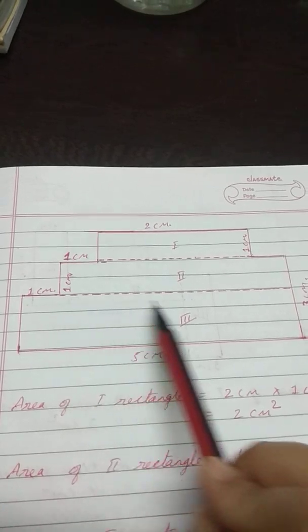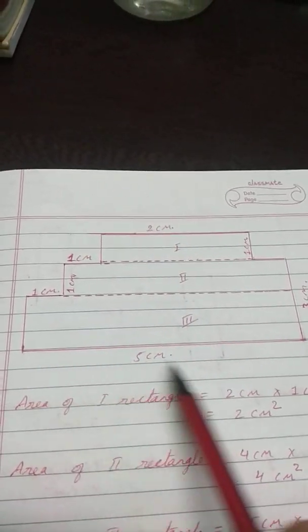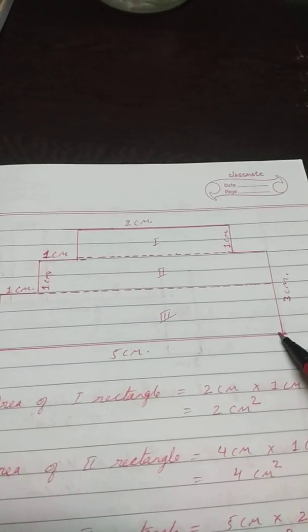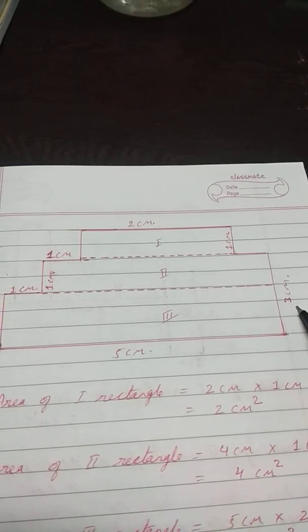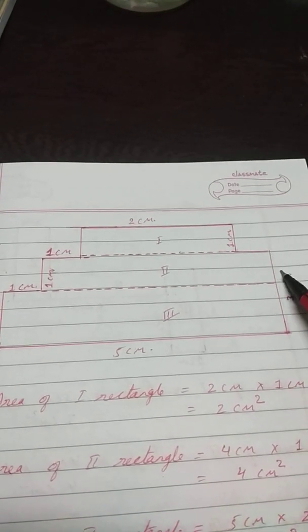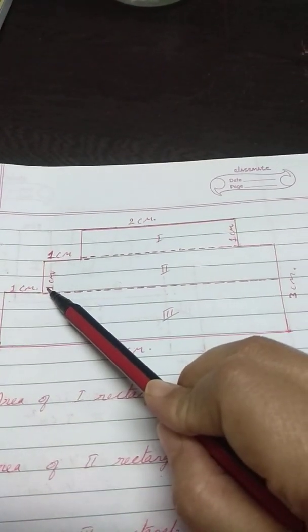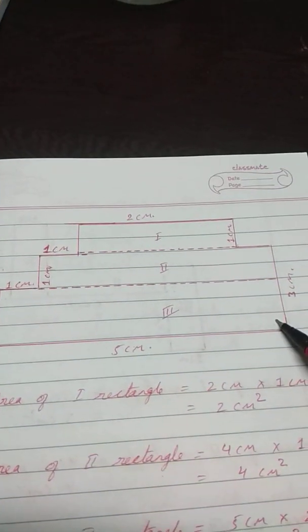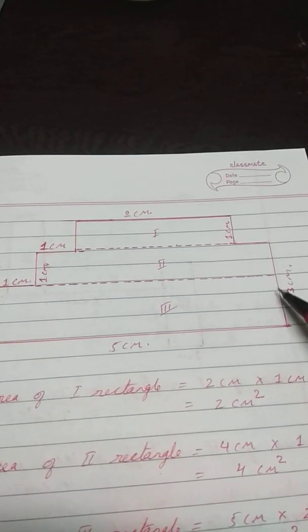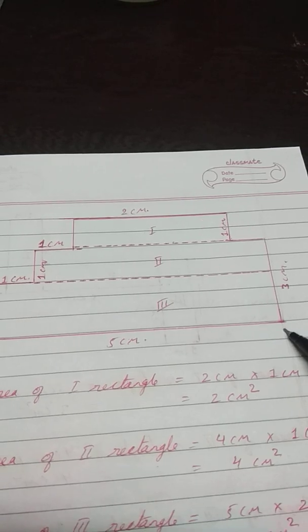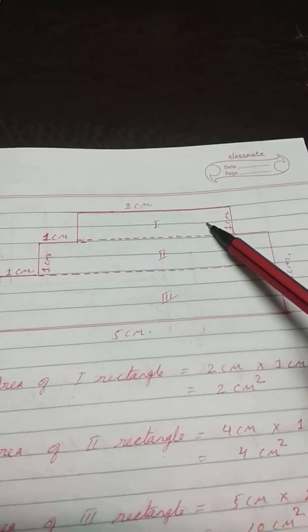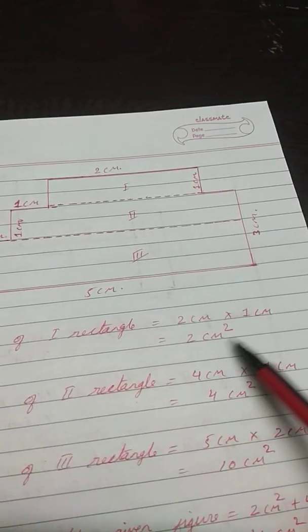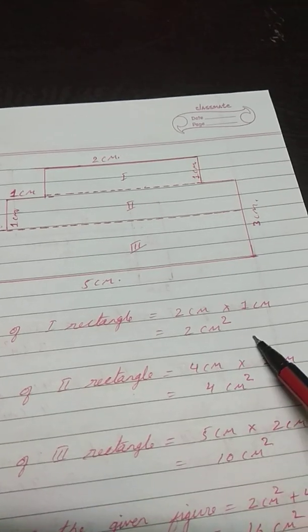And for the dimensions of this rectangle, we have this 5 centimeter. And from here to here, this is 3 centimeter. But from here to here, this is 1 centimeter, as it is given in our question. So 3 centimeter minus 1 centimeter, so it will become 2 centimeter. So area of this rectangle will be 2 centimeter into 1 centimeter, it is 2 centimeter square.